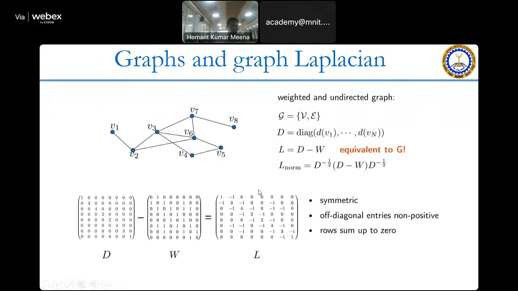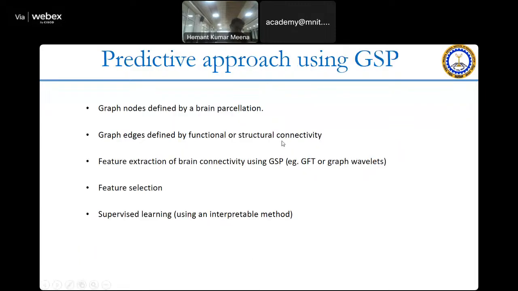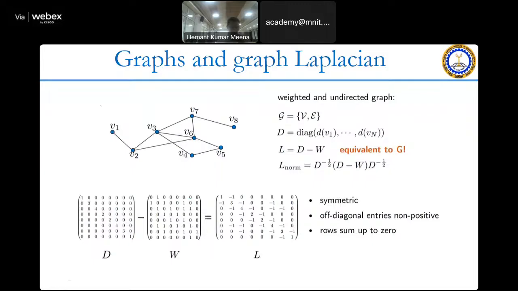So again, now you have seen this word, GFT and the graph wavelet. How do we compute this value? To compute this value, we need to understand some more fundamentals. One very important fundamental is this matrix D. What is this matrix D? This D basically represents the diagonal matrix. What do you mean by the diagonal matrix? Where the diagonal elements are non-zero.